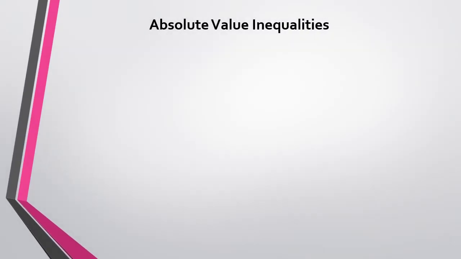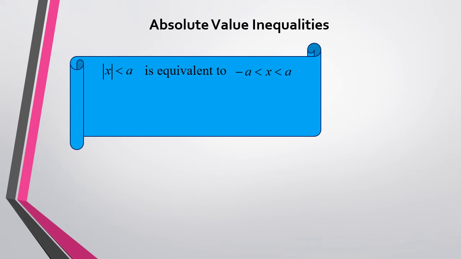How to solve for absolute value inequalities. So absolute value of x less than a, by definition, is equivalent to negative a less than x less than a. How? This comes from x less than a intersect with x more than negative a.